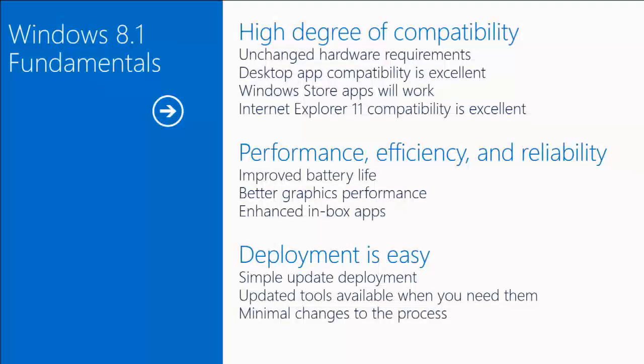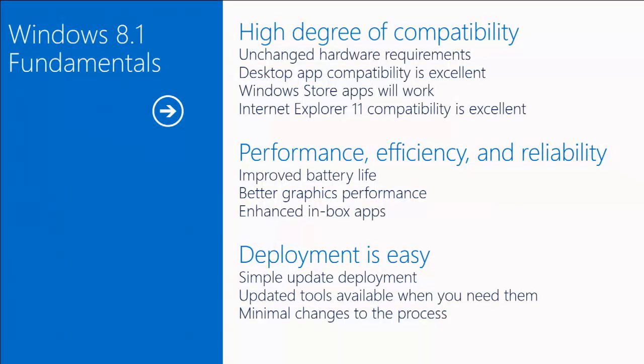From a fundamentals perspective, we want to make sure that Windows 8.1 is very compatible. So we expect that desktop application compatibility between Windows 7, Windows 8, and Windows 8.1 will be excellent. If your apps run on Windows 7, they'll run on Windows 8. If they run on Windows 8, they'll run on Windows 8.1. The same would apply for the Windows Store apps. Those will all work on Windows 8.1 as well. So we don't need to worry so much about application compatibility. That's not an area that we're really making a whole lot of changes to, so we don't expect there to be too many issues with applications.